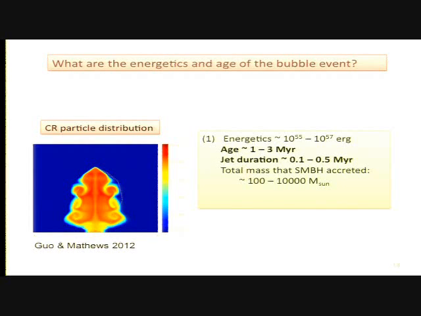So one more slide. What are the energetics and age of the bubble event? In our model, there are lots of model degeneracies. Mainly the energetics is between 10^55 to 10^57 erg. The age is around 1 to 3 million years. And the jet duration is even shorter.